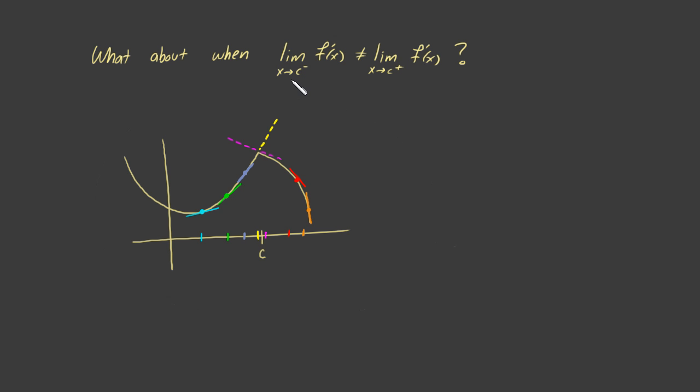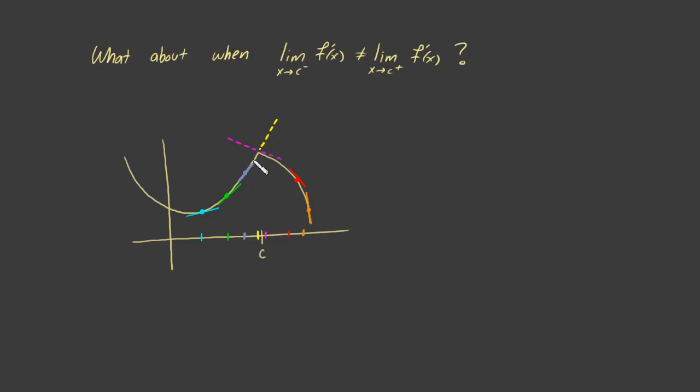Notice the limiting slopes we saw on the left, the yellow slope, and the limiting slope we saw on the right, this purple slope, certainly disagree. One is positive and one is negative in this case. But any disagreement between these two, between the left and right limits, is going to create what we see here, this abrupt corner in your graph.